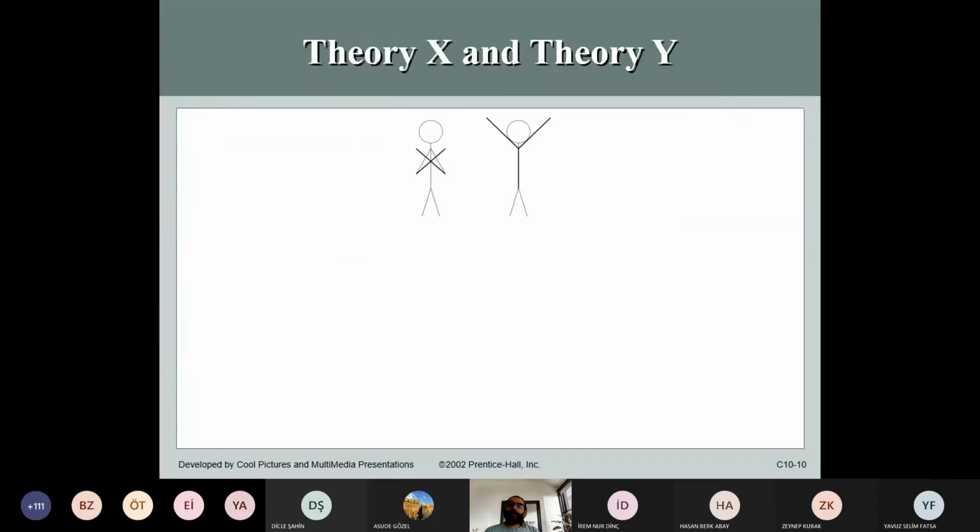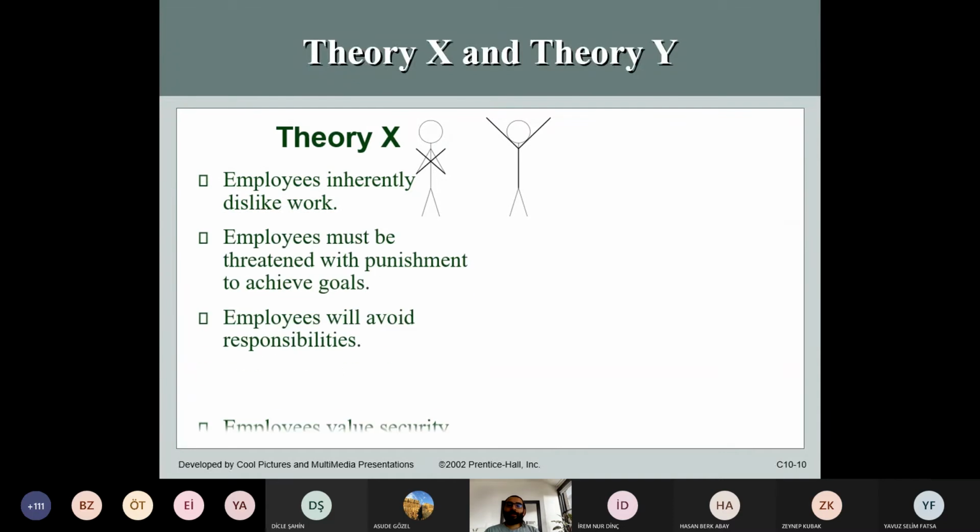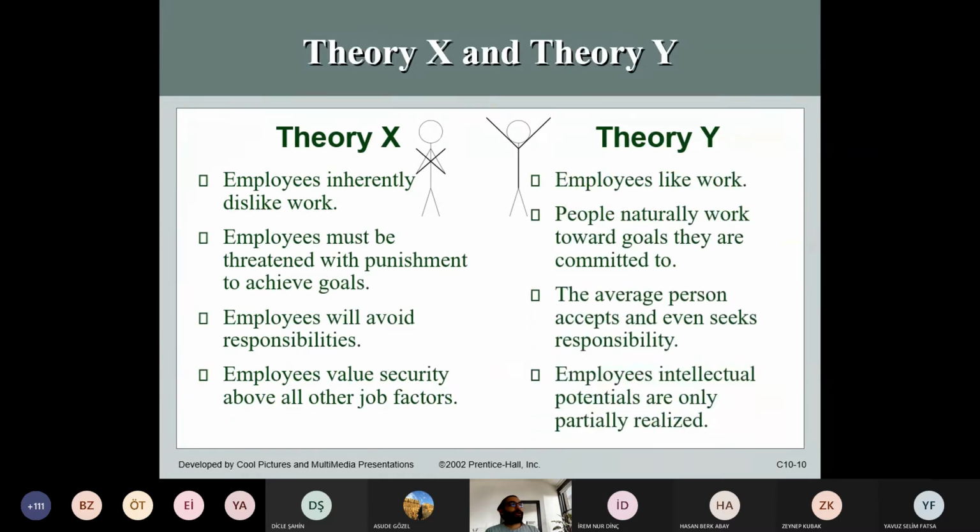Another one: theory X and theory Y. These two theories define the perceptions of managers about employees. In theory X, employees don't want to work. They must be threatened with punishment to achieve the goal. I mean, if you treat them in a fair way, they would not work. They would be opportunists, right? They will avoid their responsibilities, and they will value security above all other job factors. They don't want to lose their job. So if you threaten them, saying if you don't achieve it, I will fire you, they would work well. I mean, this is theory X.